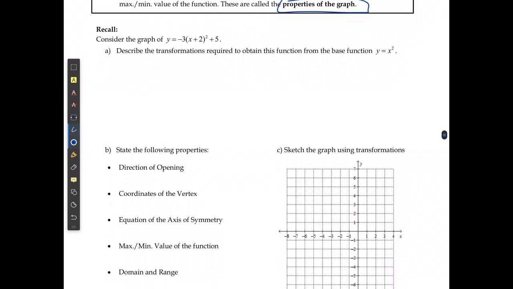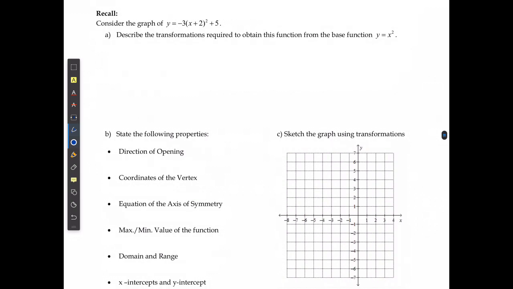So, if I'm recalling what we did with the last lesson, consider the graph of y is equal to -3 bracket x plus 2 squared plus 5. Describe the transformations required to obtain this function based on the original one. Well, I have 4 transformations. The a is negative, so it's going to be reflected across the x-axis.